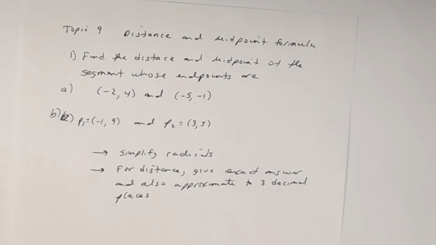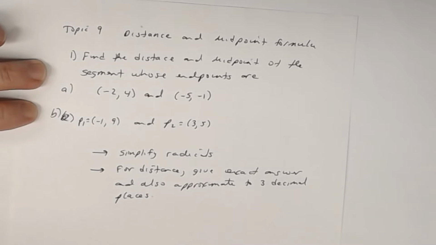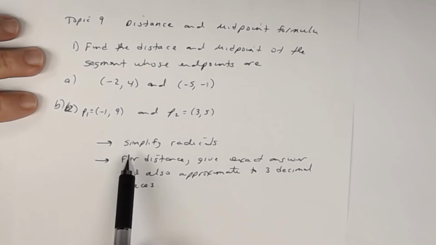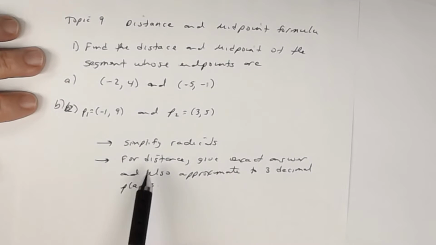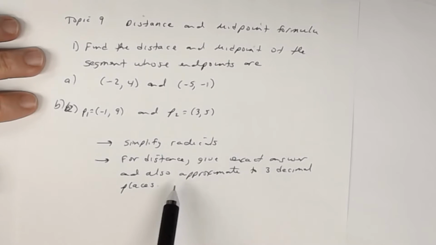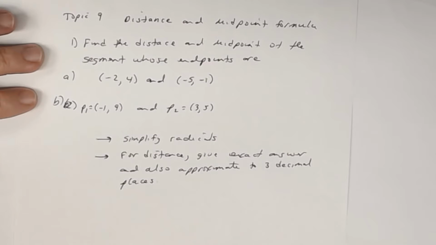Okay, so in this topic, we're talking about distance and midpoint formula. In each of these problems, you're given two endpoints of a segment and you're asked to find the distance and midpoint. You're also asked, if possible, to simplify the radicals. And for the distance, give the exact answer and also approximate to three decimal places.